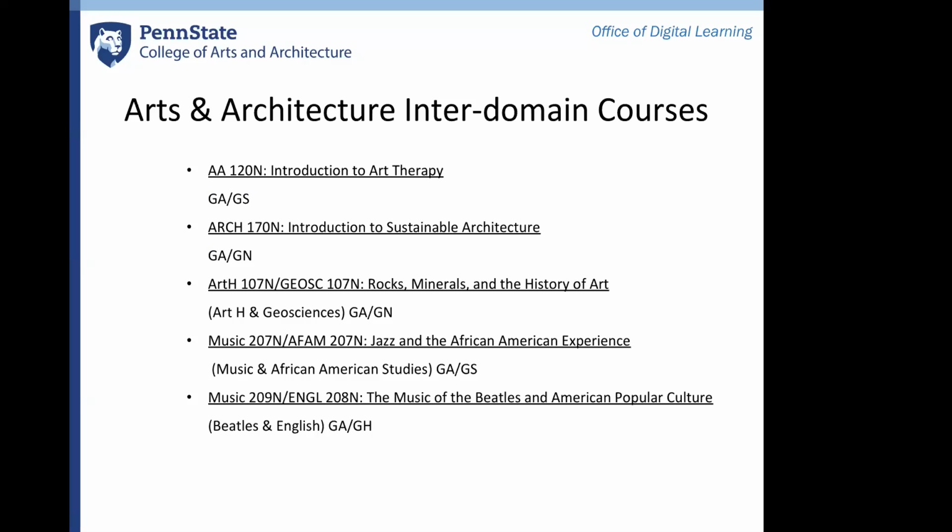Deb, maybe you can explain, well, you're going to talk about this one a little bit later, but the next one that we have is Art History and Geosciences. That one's interesting for us because the course actually rotates between two different departments. The course is Rocks, Minerals, and the History of Art. And so that one takes that GA, the general arts, along with the natural sciences perspective as well. We have Jazz and the African American Experience, another GA-GS, and the Music of the Beatles and American Popular Culture, a GA-GH, and I believe GH is Humanities. Shout out if I'm misrepresenting that one.